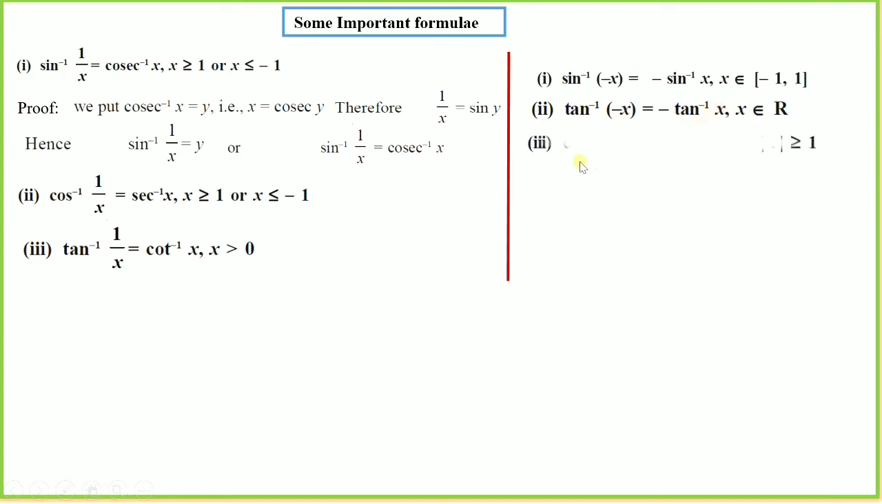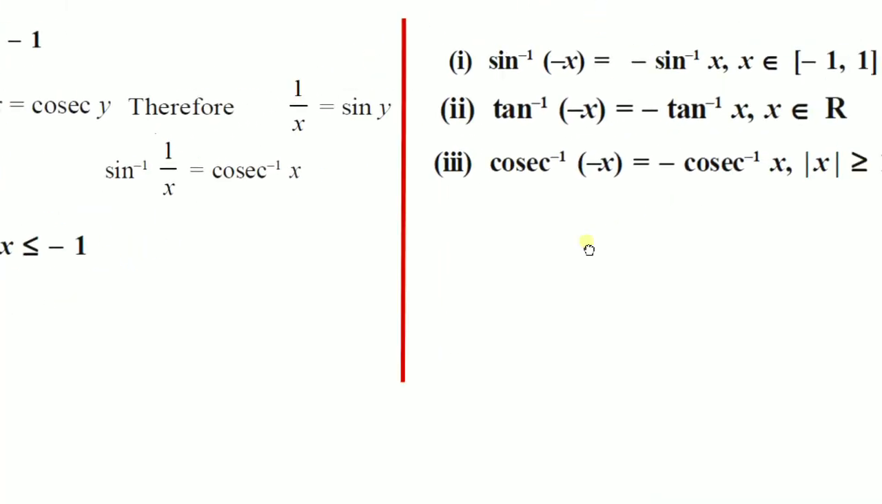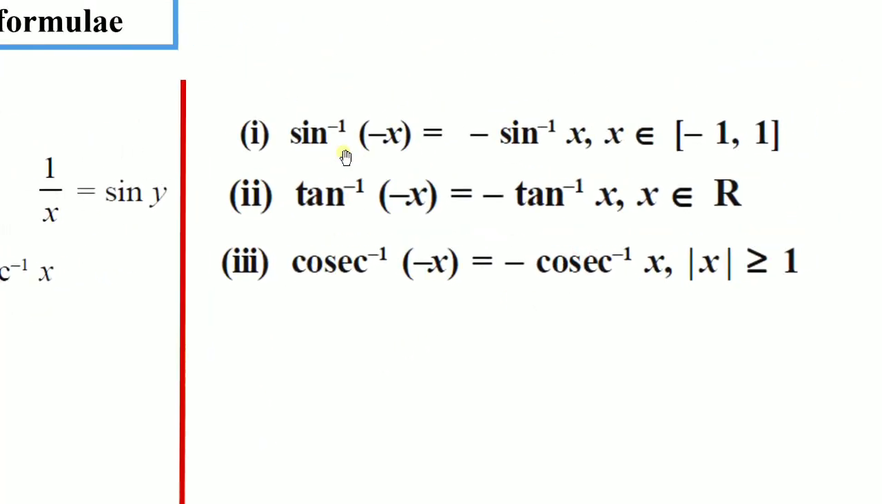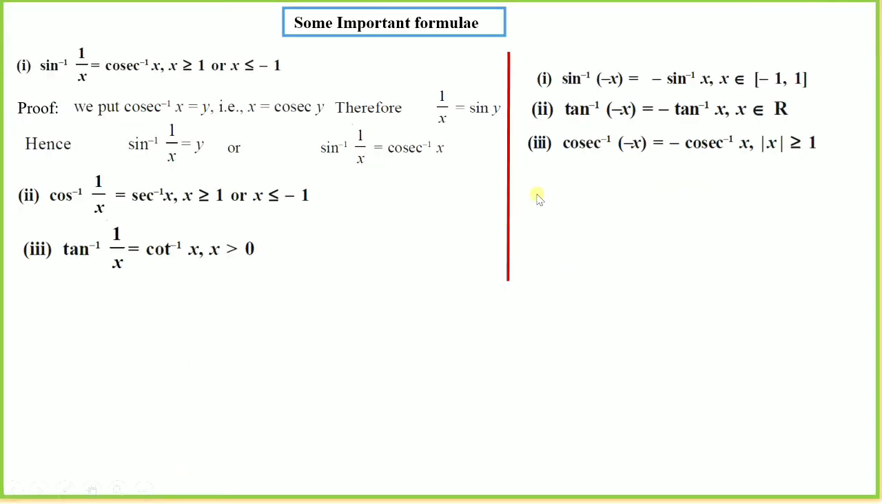The third one is cosec inverse of minus theta is equal to minus cosec inverse theta. So these are the three in a close-up. Look here: sine inverse of minus theta is minus sine inverse theta, tan inverse of minus theta is minus tan inverse theta, cosec inverse of minus theta is minus cosec inverse theta. Since these three inverse trigonometric functions have the same features, we have kept them in the same set of formulae.